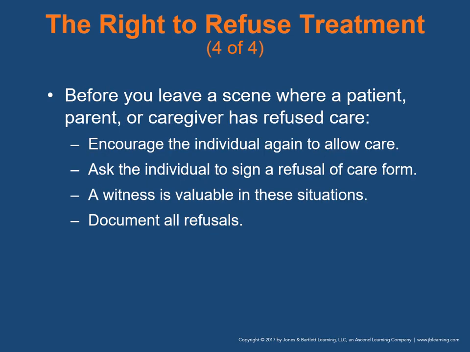Before leaving the scene where a patient, parent, or caregiver has refused care, you should again encourage the patient, parent, or caregiver to permit treatment and to call for the ambulance if he or she has a change of mind or his or her condition worsens. Make sure to advise the patient, parent, or caregiver to contact his or her physician as soon as possible. Ask the patient, parent, or caregiver to sign a refusal of treatment form. That is extremely important. A witness should be present, and make sure to thoroughly document all refusals.